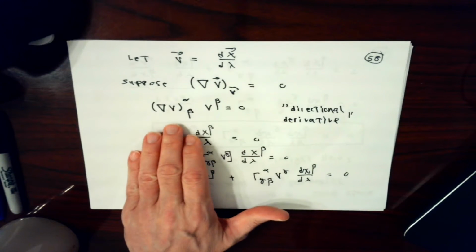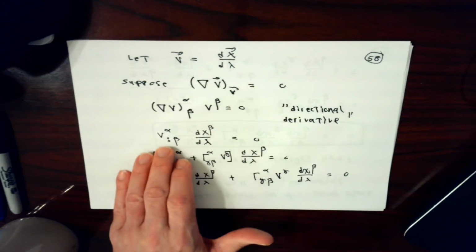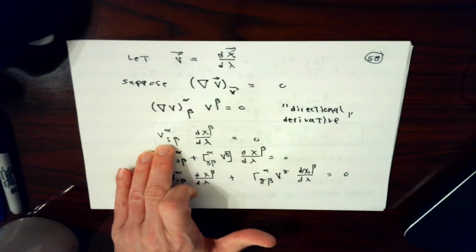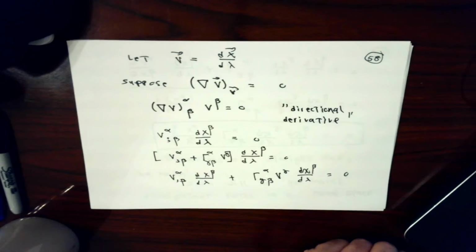We know what to do about the alpha beta component of the directional derivative of v, the covariant derivative of v. That's v alpha semicolon beta. V beta is dx beta d lambda. So if you write out all of this stuff and then write in what we know v alpha semicolon beta to be, you can find out that if the direction vector, the tangent vector, is unchanging as we move in the direction pointed to by the tangent vector, then this formula must be true.